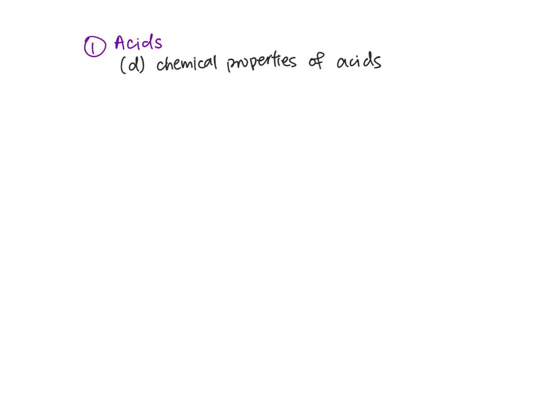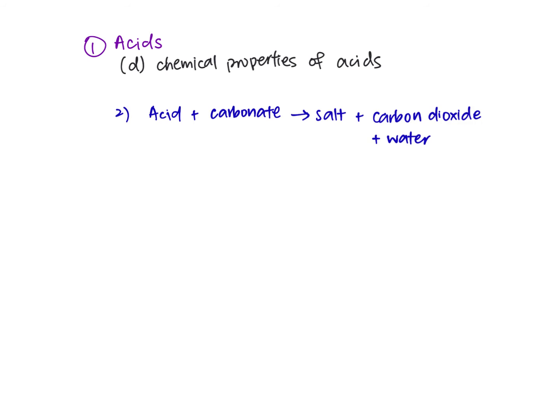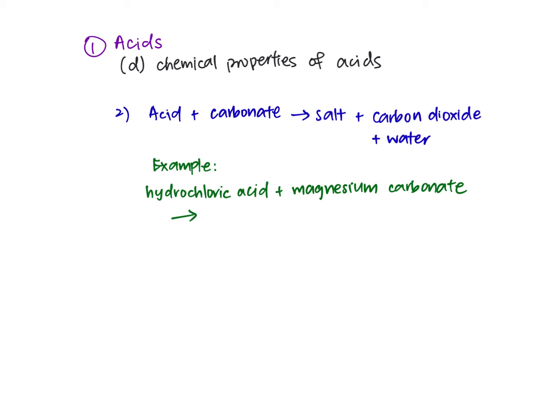The next chemical property of acid is when acid reacts with carbonate to form salt plus carbon dioxide and water. In this example, hydrochloric acid reacts with magnesium carbonate. The salt name is the same: magnesium from the magnesium carbonate and chloride from the hydrochloric acid. So the salt name will be magnesium chloride. Carbon dioxide will be formed also, as well as water.